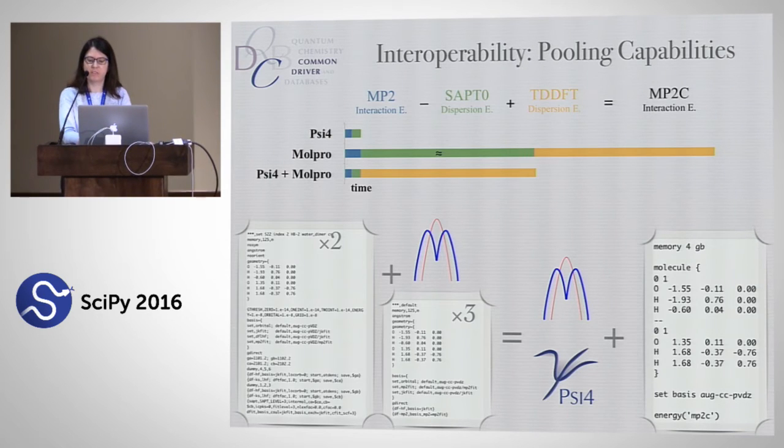Finally, we can get some efficiency gains for a method that is constructed from a number of different quantities. Here, Psi4 doesn't have all of those quantities. MolPro does have all the pieces, but it does one of them less efficiently than Psi4. And so together, they can do the task in less time with a simpler input file instead of these 5 input files that you started with.